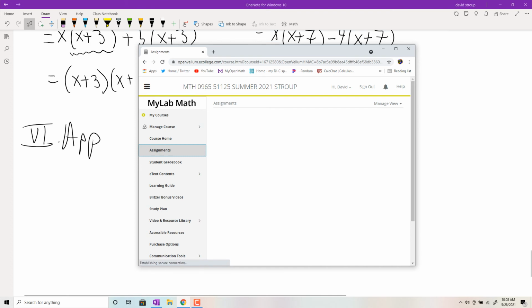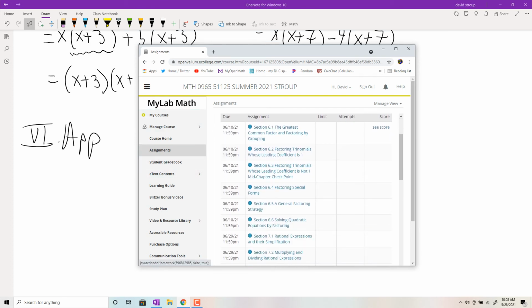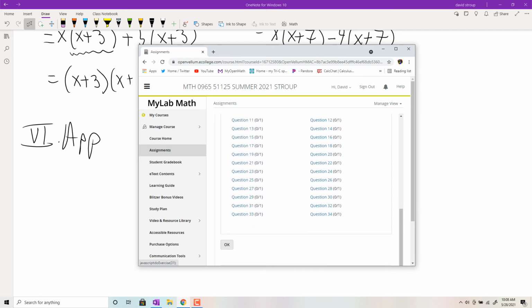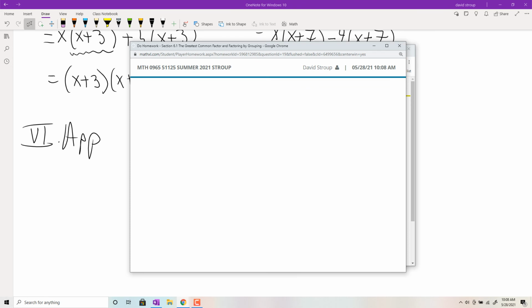You would go to your Assignments tab once you get your MyMathLab set up. You can see all the assignments are due for Chapter 6 on the day of the Chapter 6 test, which is 6/10, June 10th, so not very far away. These classes in the summer are very quick. So let's click on this. Sure, let's look at some of these questions first.